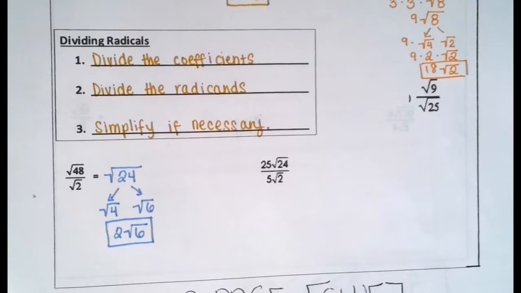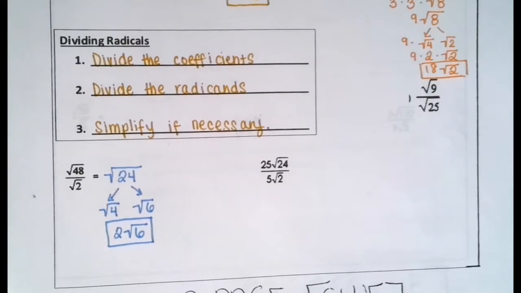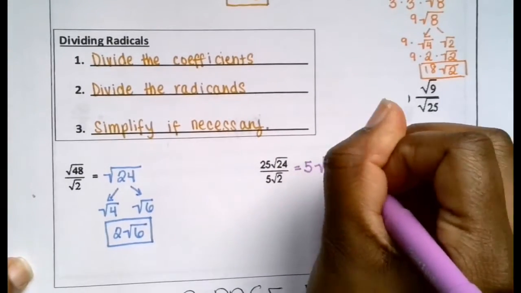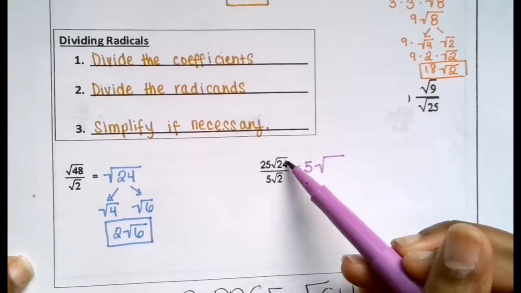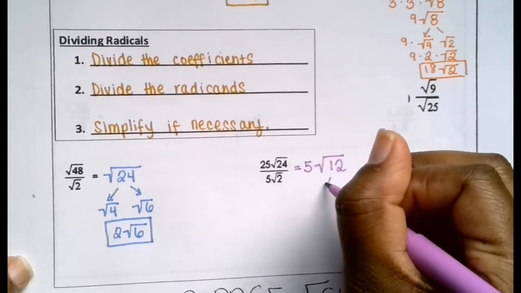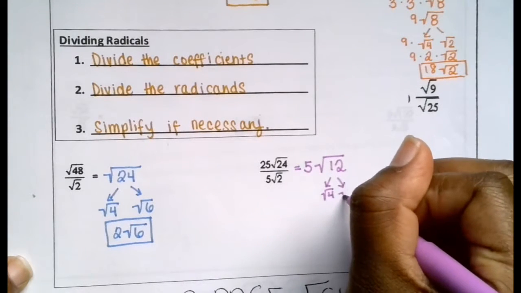Our next example is 25 root 24 divided by 5 root 2. In this case, I do have coefficients of 25 and 5. 5 evenly divides into 25 5 times. Root 2 evenly divides into root 24 root 12 times. And then I will need to simplify my answer.